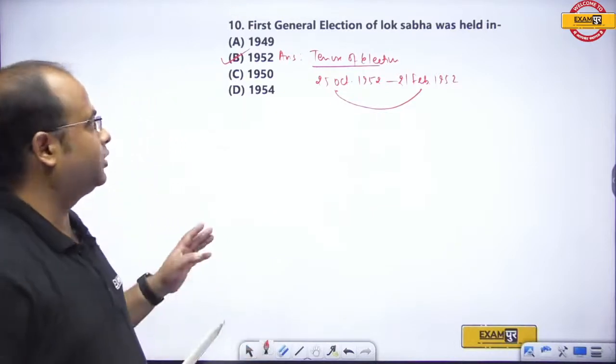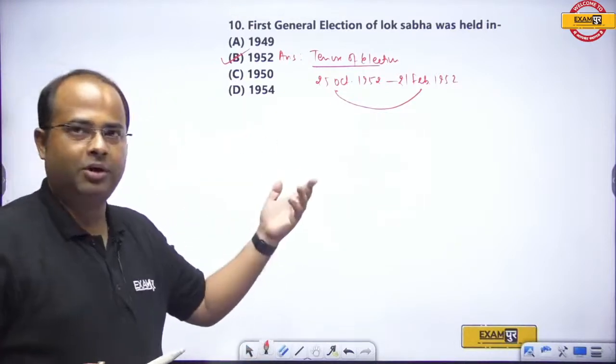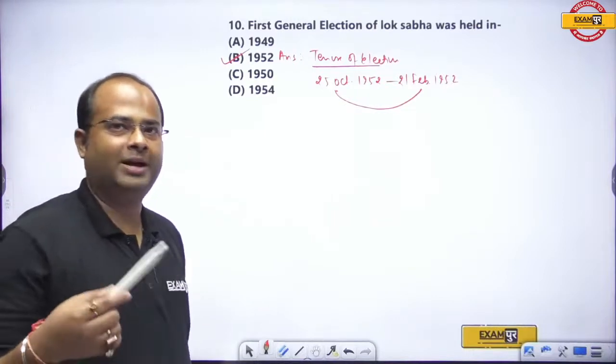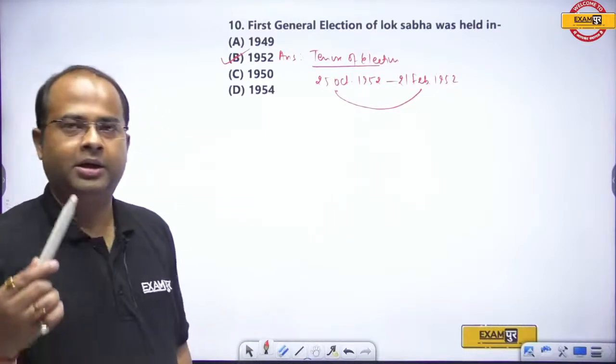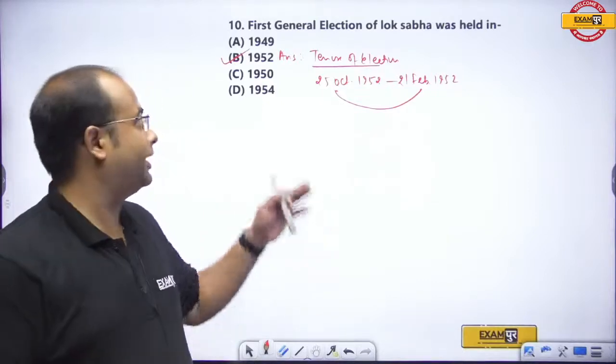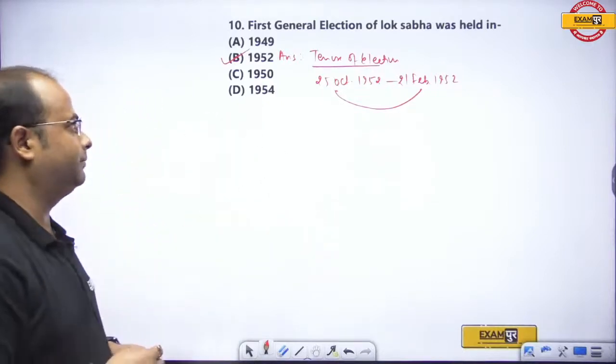I hope it is clear to all of you. Therefore, the first regular presidential election also happened in 1952, because once the election of Lok Sabha and Rajya Sabha is done, only then can you conduct the election of the President. So the correct answer will be option B.